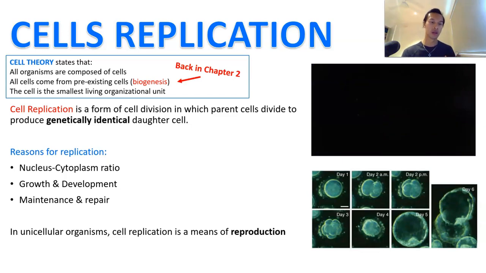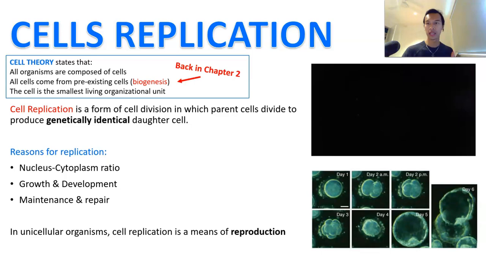Now, in unicellular organisms, cell replication is also a means of reproduction. In other words, that's how they produce offspring. But in multicellular organisms like us, cell replication encompasses those 3 particular reasons. And then there's a separate process for reproduction, which we will look at in later chapters, okay? But here's a little sequence to show what happens in day 1, the start of day 2, and you can see 1 becomes 2, 2 becomes 4, 4 becomes 8, and then eventually you get a very large complex of cells starting to form what looks like an embryo, okay?